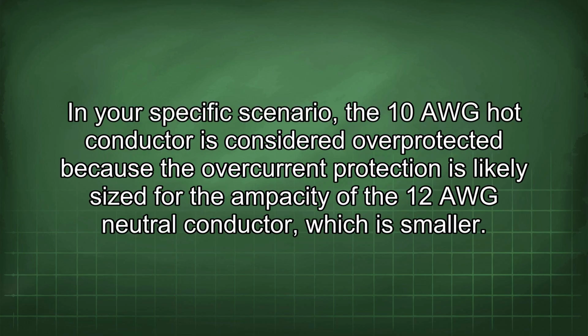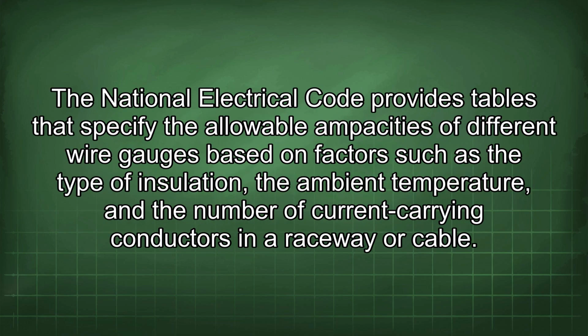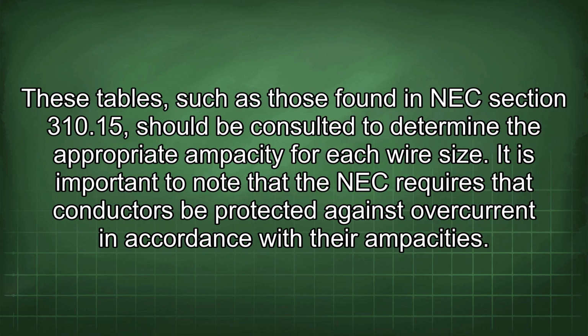In your specific scenario, the 10 AWG hot conductor is considered overprotected because the overcurrent protection is likely sized for the ampacity of the 12 AWG neutral conductor, which is smaller. The National Electrical Code provides tables that specify the allowable ampacities of different wire gauges based on factors such as the type of insulation, the ambient temperature, and the number of current-carrying conductors in a raceway or cable. These tables, such as those found in NEC Section 310.15, should be consulted to determine the appropriate ampacity for each wire size.